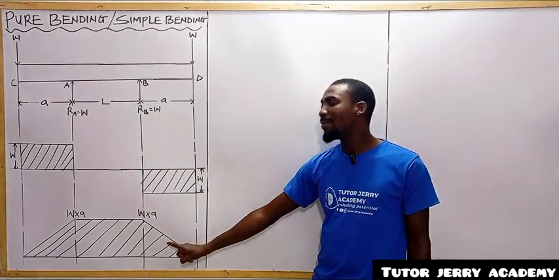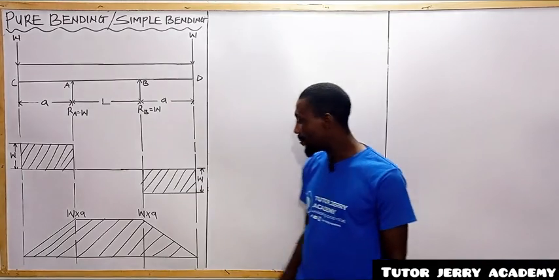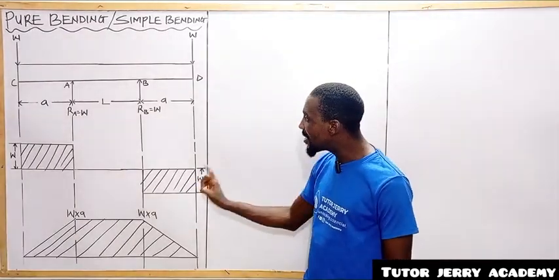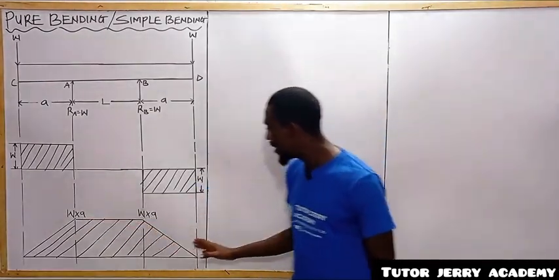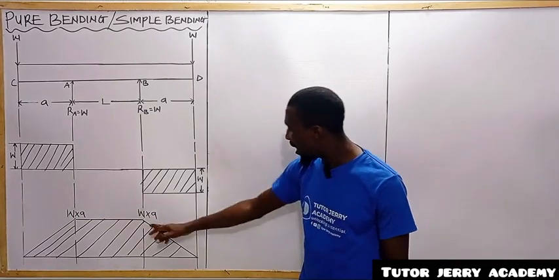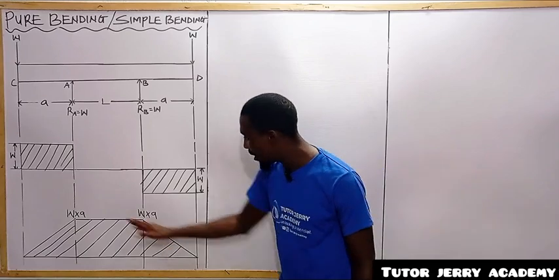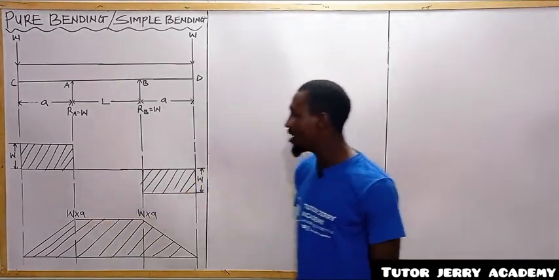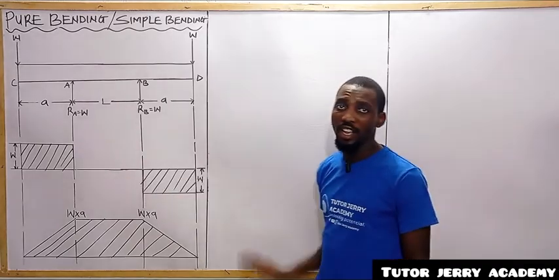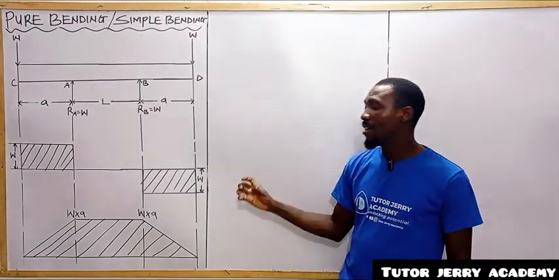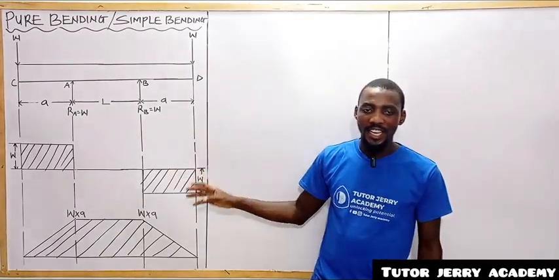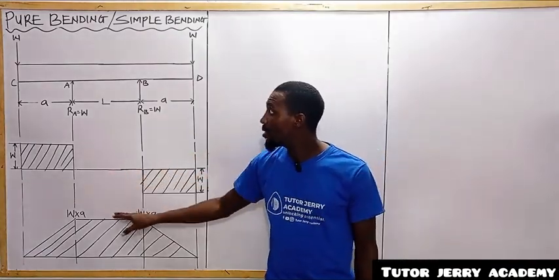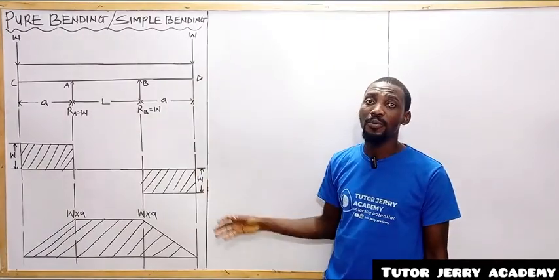So if you look at our bending moment diagram now, between points A and B we have a constant bending moment. Between A and B, this is how the diagram looks like. You can see that. So we are more interested in points A and B, where we have a constant bending moment and no shear force. It means that A and B is under the condition that is known as what? Pure bending or simple bending.